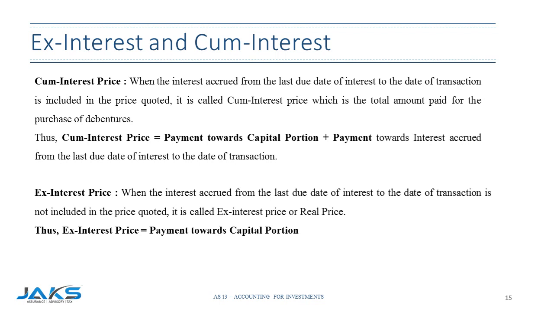Thus, cum interest price can be computed by the summation of payment towards capital portion and payment towards interest accrued from the last due date of interest to the date of transaction. When the interest accrued from the last due date of interest to the date of transaction is not included in the price quoted, then it is called ex-interest price or real price. So, ex-interest price is the payment towards capital portion of the investment.